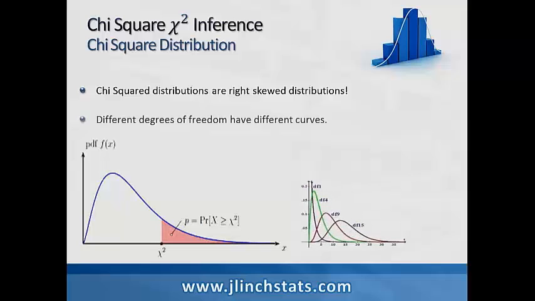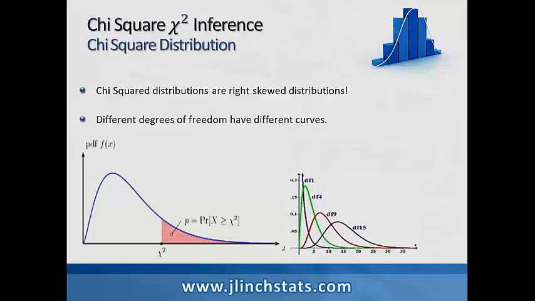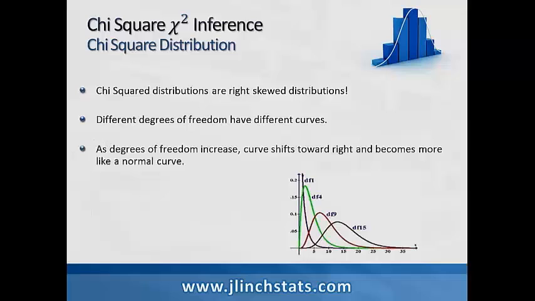Different degrees of freedom basically have different curves. And as the degrees of freedom increase, our chi-square curve shifts towards the right and becomes more like a normal curve. So once again, just like the t-distribution, as our degrees of freedom increase, our distribution becomes more like the standard normal curve. Once again, chi-square distributions are typically right-skewed distributions.